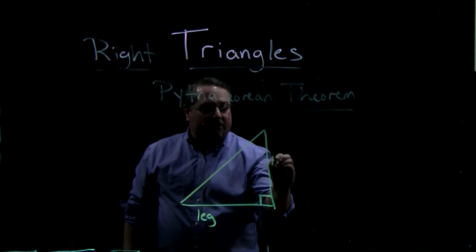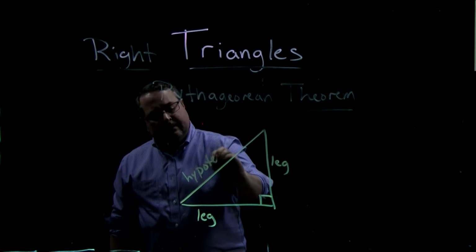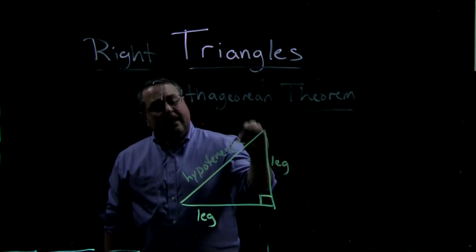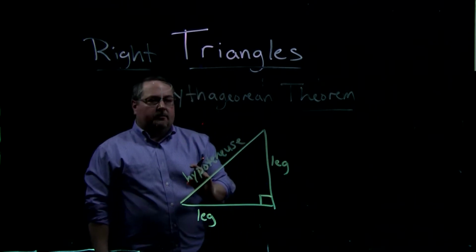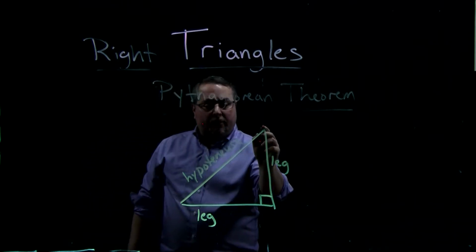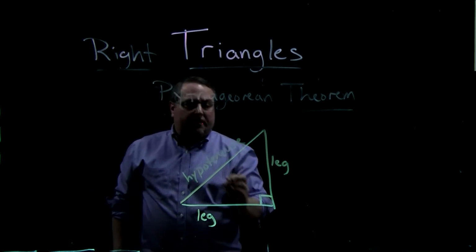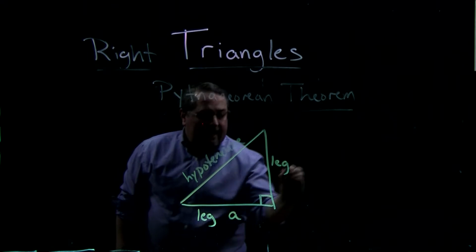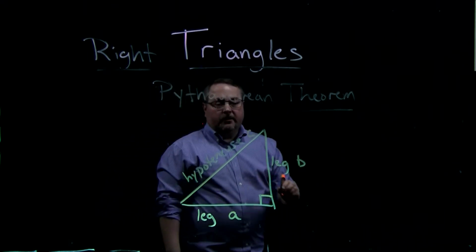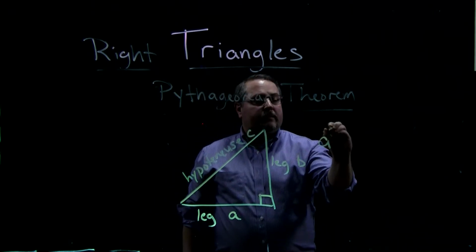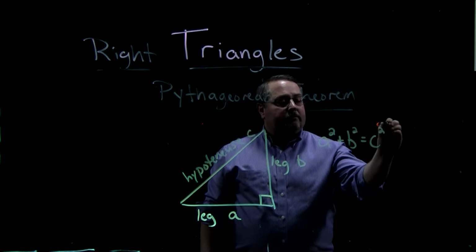This triangle, of course, has three sides. The two sides that form the right angle are generally called the legs of the right triangle. And then the third side, the one that connects the two legs, is called the hypotenuse. So the Pythagorean theorem states that if A and B are the lengths of the legs, and C is the length of the hypotenuse, then A squared plus B squared equals C squared.